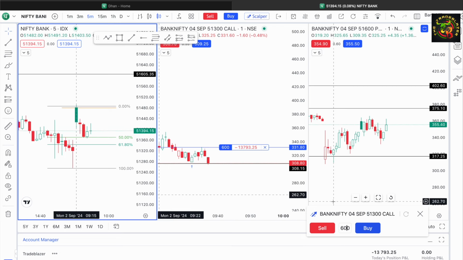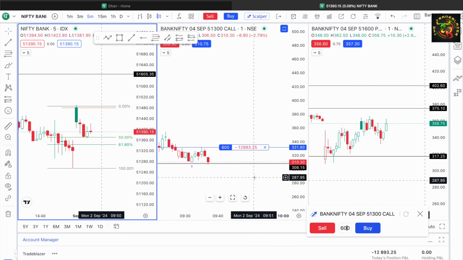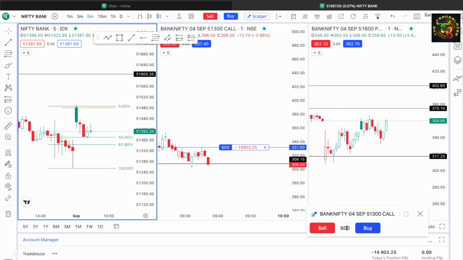From today onwards, it is still a calculated risk. If the price comes down, we still try to average with one last quantity. Let's see how this trade goes on from here.